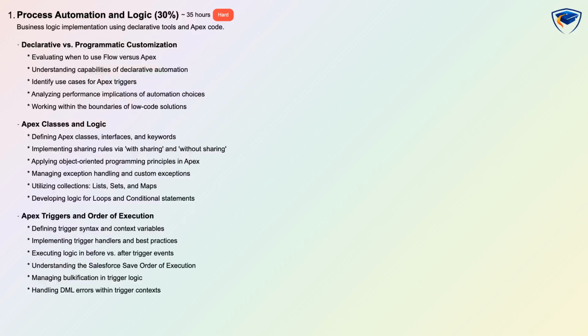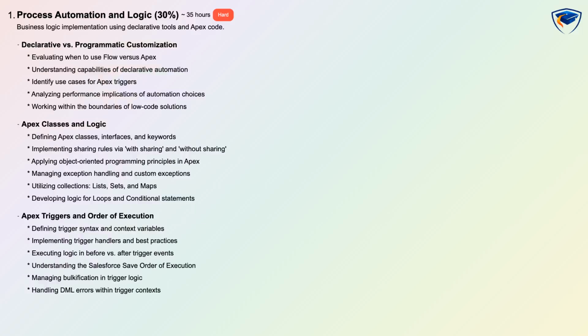Process automation and logic carries 30% of the exam and is marked as hard with an estimated 35 hours of study and scenario-based assessment. This domain focuses on business logic implementation using declarative tools and Apex code, and it tests your ability to choose between Flow and Apex based on capabilities and performance.